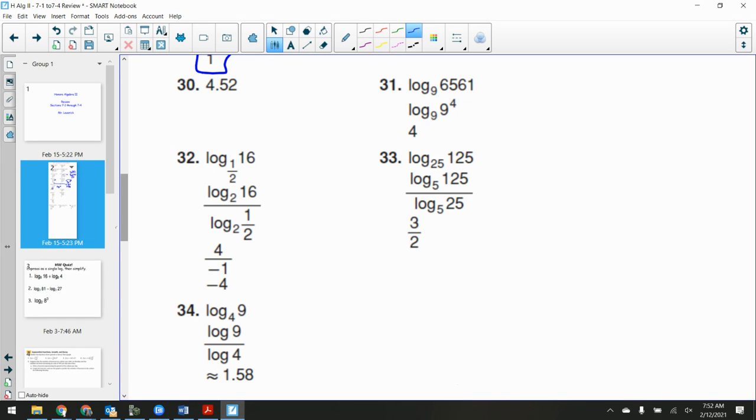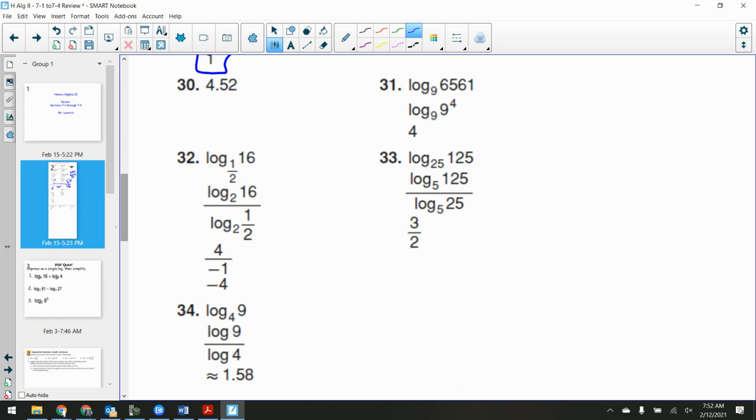But I like the way they show the work for numbers 32 and 33. Take a look at that. Because if I asked it to you on a mental math portion, you'd have to figure out what base can I change those into? Because I can't obviously take 1/2 to the what power. Well, I guess I might be able to. 1/2 to the what power is 16? I might be able to evaluate that.